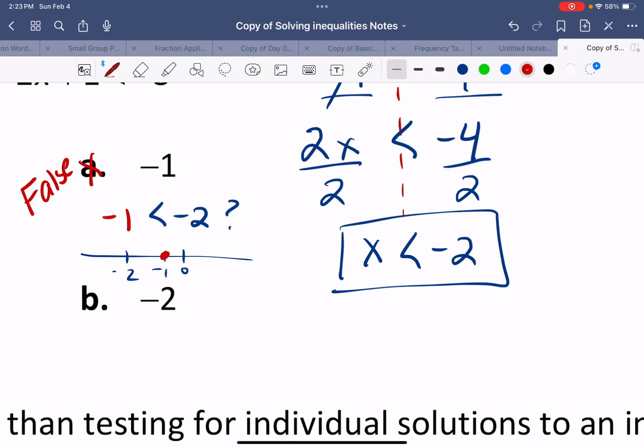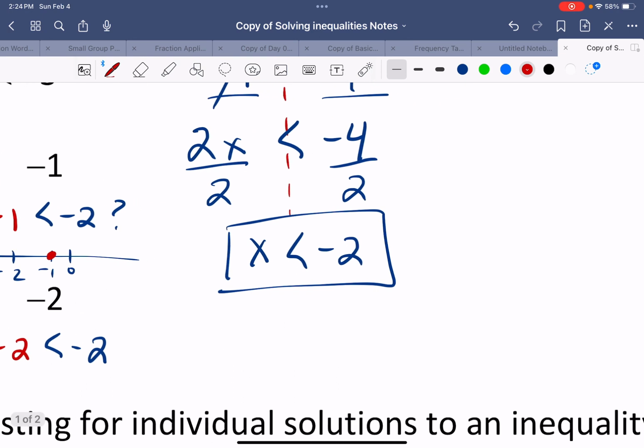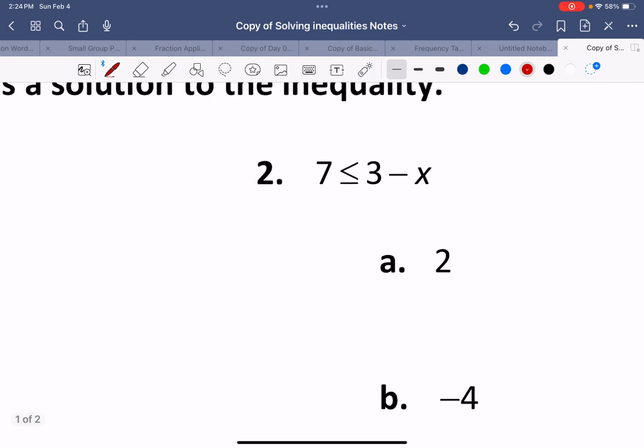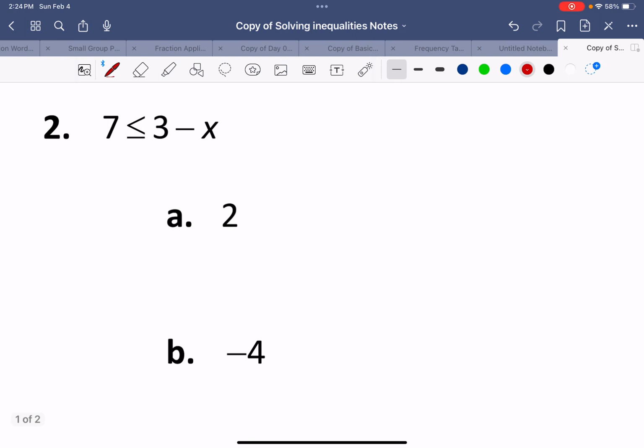All right, let's look at the second one. Let's plug in -2 for x is less than -2. Well, we don't have this equal sign here, so this also is false and not true, okay? All right, let's look at number 2, and I'm going to go a little bit faster on this one.